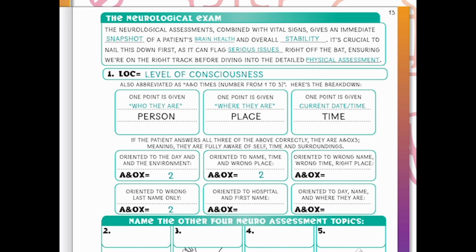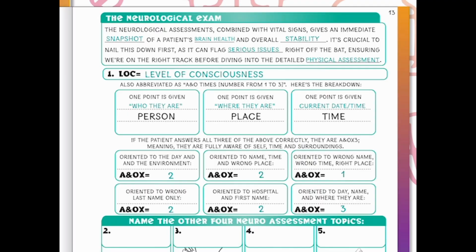Our next one, our patient is oriented to the hospital and their first name, but it doesn't tell us if they're oriented to time. We can assume this is a 2. And in this one, our patient's oriented to wrong name, wrong time, but the right place. There is a 1. And lastly, our patient is oriented to day, name, and where they are. This is going to be a 3.